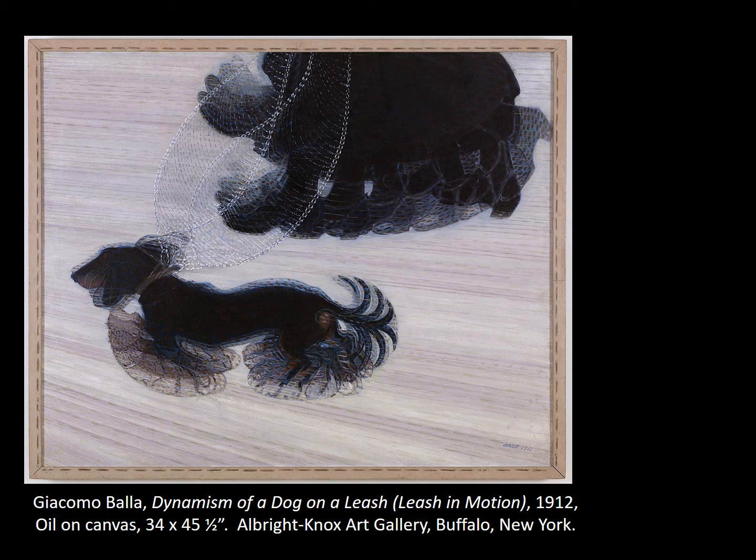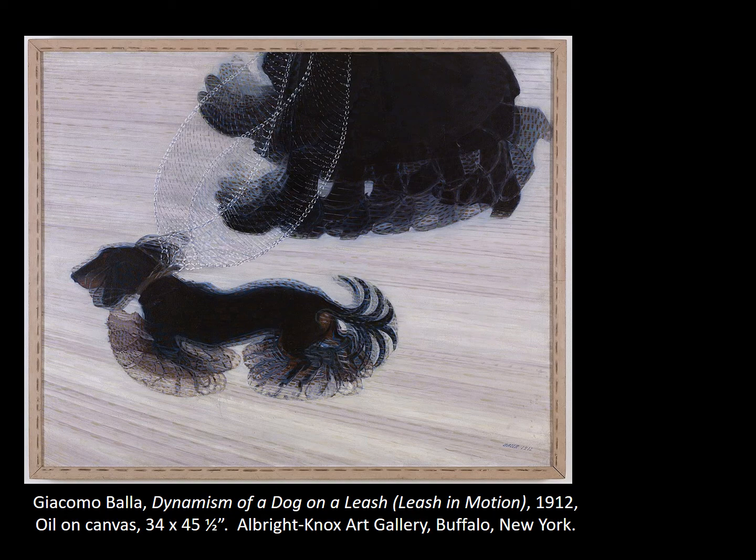Now, a lot of Futurism combines, as we talked about, the Cubist fragmentation and dissection of form with the interest in motion. And so this picture shows a very closely cropped, almost abstract view of a female owner and her dachshund.